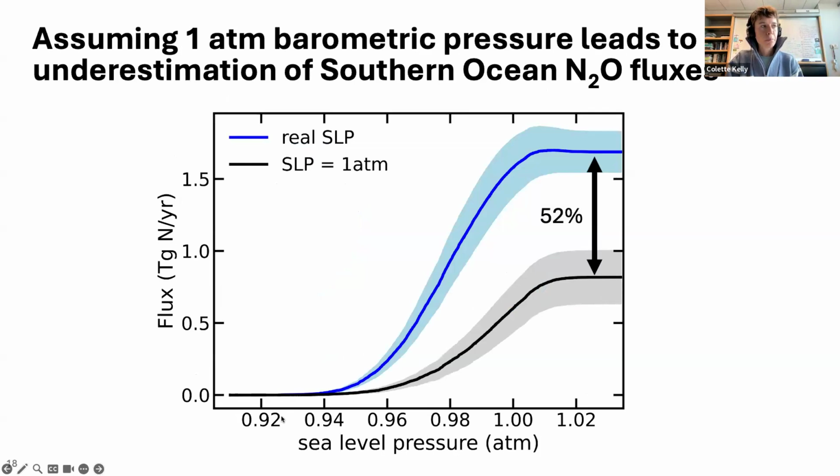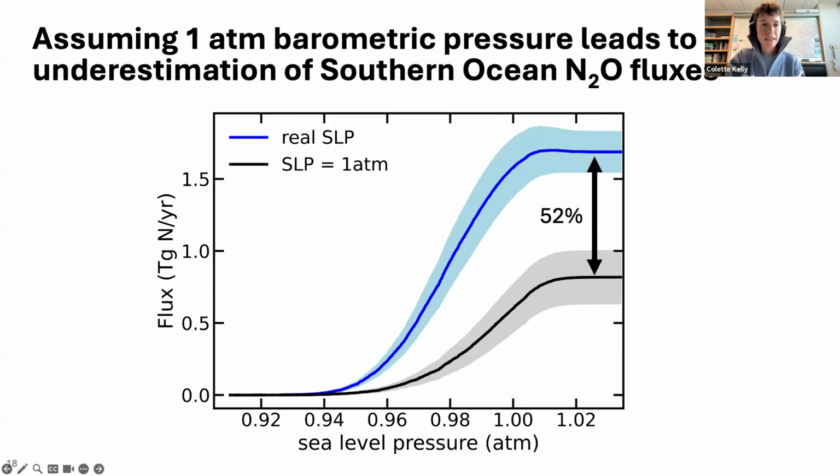So when we take all of our float-based nitrous oxide fluxes and order them by sea level pressure, and then calculate the cumulative flux using the real barometric pressure, which is the blue, versus assuming 1 atmosphere of barometric pressure, which is the black, we see that this pressure effect accounts for 52% of the total Southern Ocean nitrous oxide source. Or in other words, the difference between these two curves corresponds to about 52% of the total Southern Ocean nitrous oxide source.